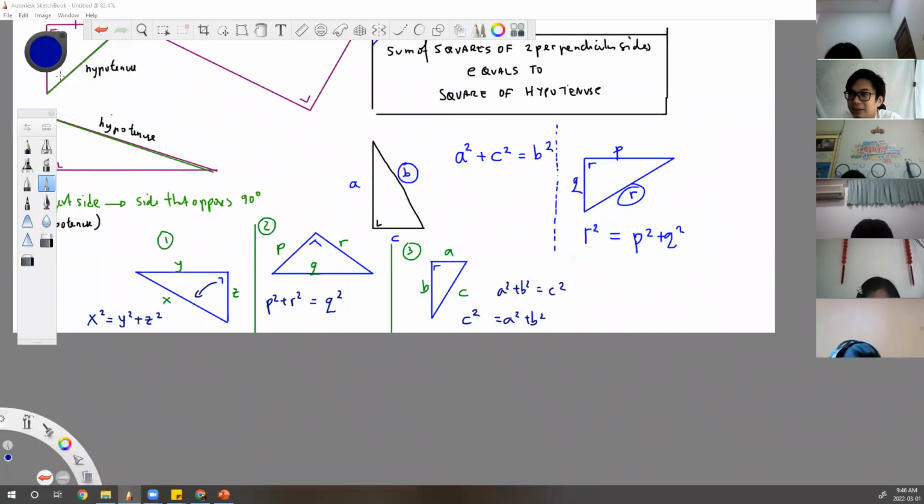All the answers are already answered by 2 students. Good job. Everyone knows the hypotenuse. Name the hypotenuse first. That's the first priority. P, X, Q, and C. So you don't get confused by the changing of the letters. Okay. Next.